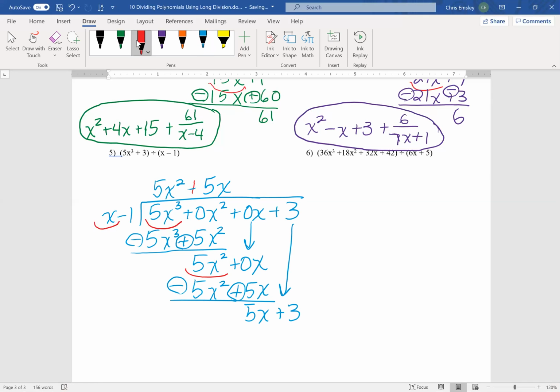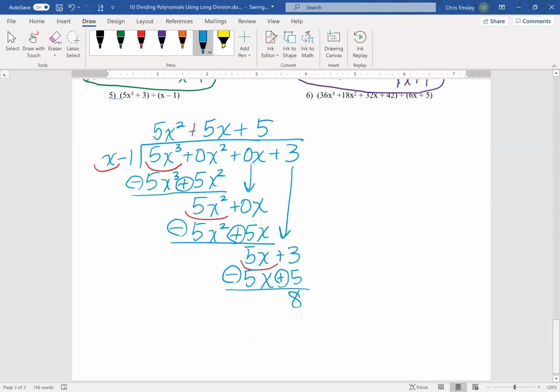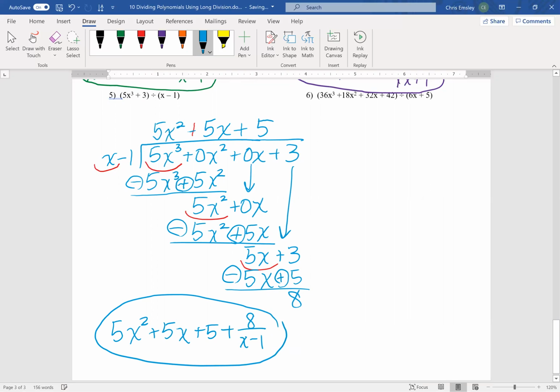What do you multiply x by to turn it into 5x? Well, you'd have to multiply it by 5. Distribute that 5 down. Draw your line and change your signs to subtract. Our remainder is 8. So if we wanted to write out our final answer, it would be 5x squared plus 5x plus 5 plus 8 over x minus 1. And that's it.